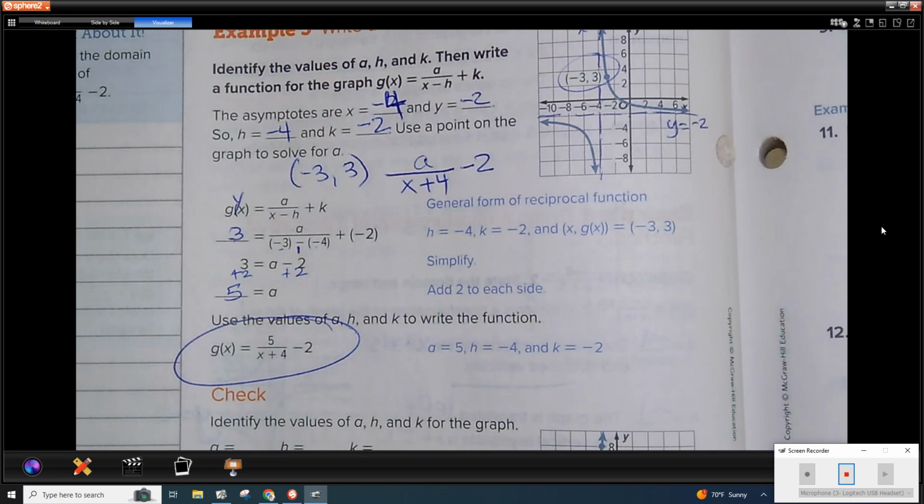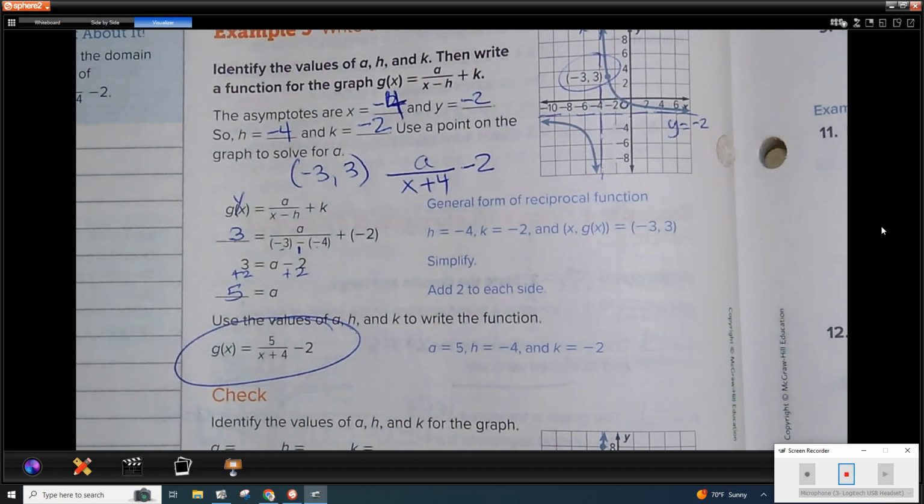Just plug in all the values and you will solve for your a, because you have an x, you have a y, you have h, and you have a k.